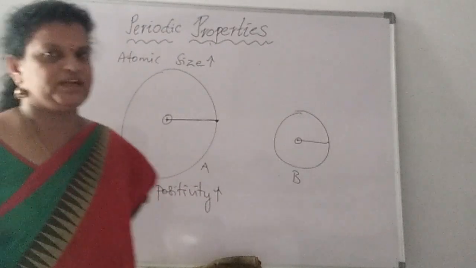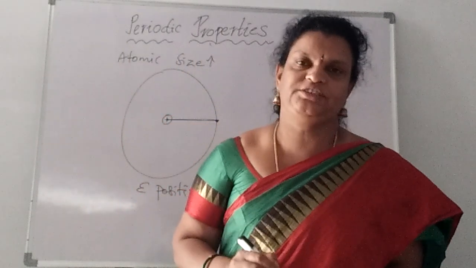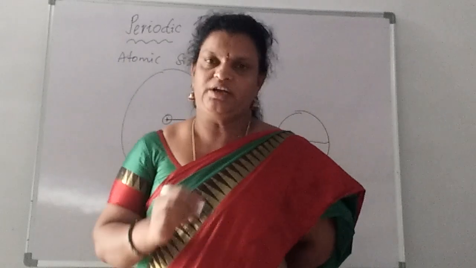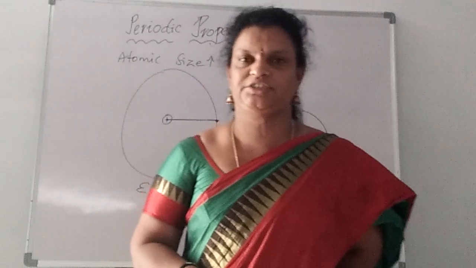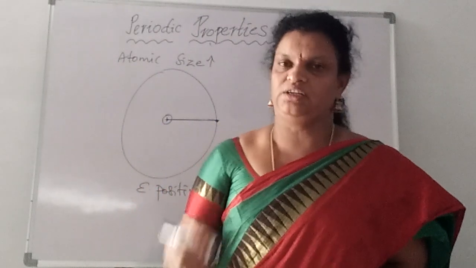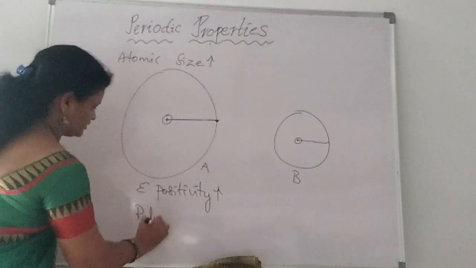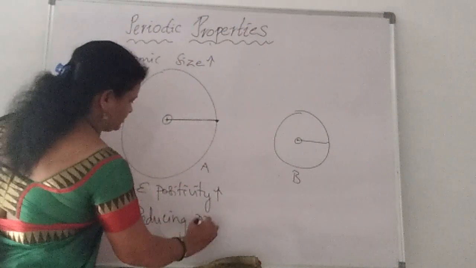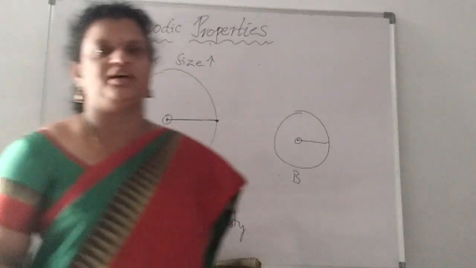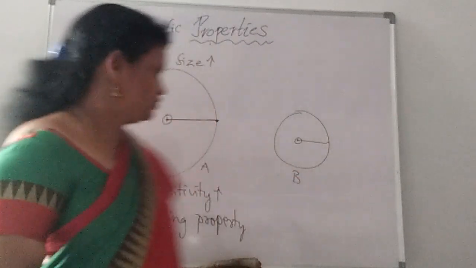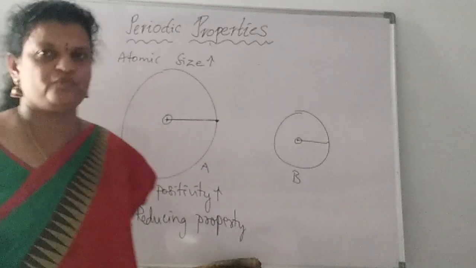Whenever it is losing the electron, it undergoes oxidation. Whenever any element or substance undergoes oxidation on its own, it reduces the other element or substance. So we can say that the reducing property is more for this element. As it is undergoing oxidation, it reduces the other element. So for A, atomic size is more, electropositivity is more, and reducing property is more.